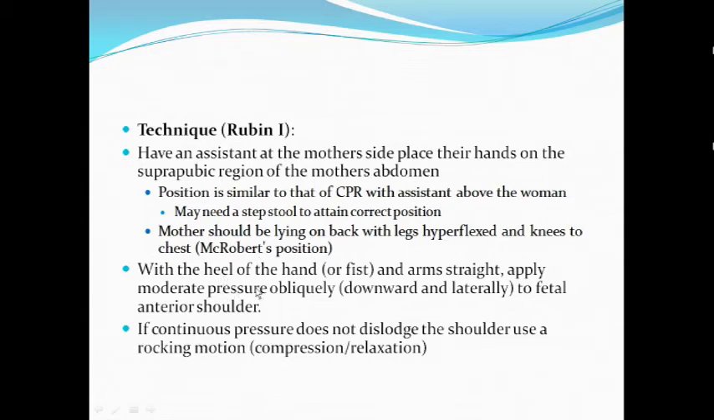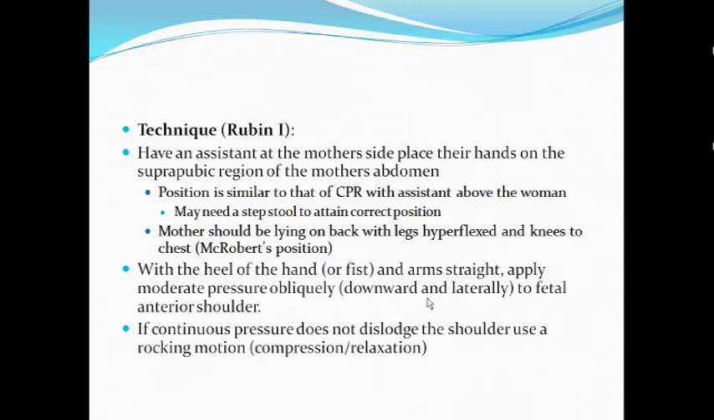Then what you will do? With the heel of the hand or fist, and arm straight, apply moderate pressure. In which direction? Downward and lateral direction. That is very important. We do not want downward and forward. We want downward and lateral. Why? When you give downward and lateral pressure, that displaces the anterior shoulder from behind the pubic symphysis.